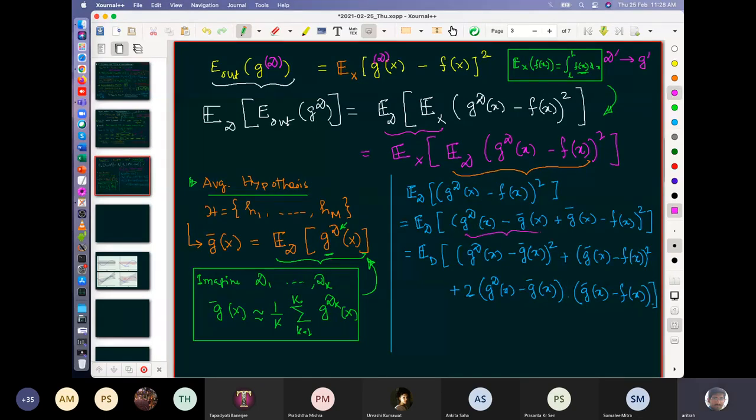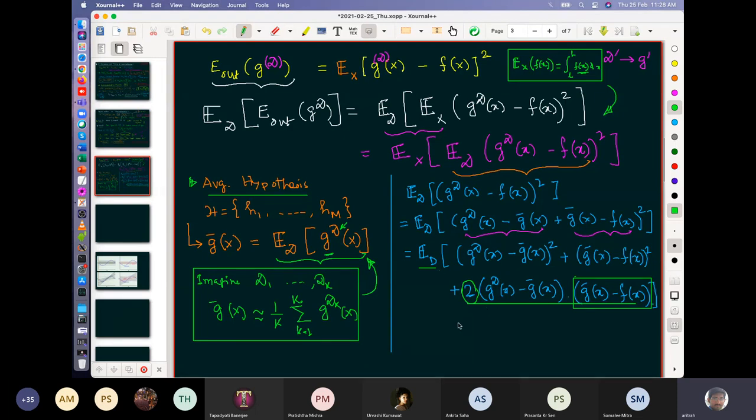This is my A and this is my B. I take A squared plus B squared plus 2AB. Now look at the expectation over this, the cross terms. What does it mean? This is a constant because the expectation is over D. This is also a constant because there is nothing involving D here.